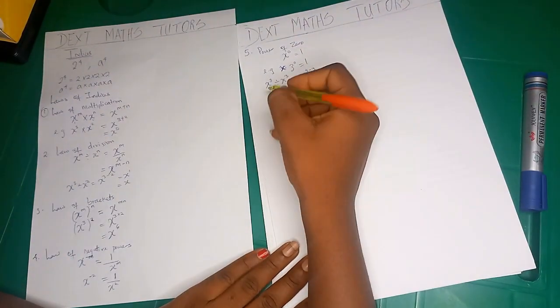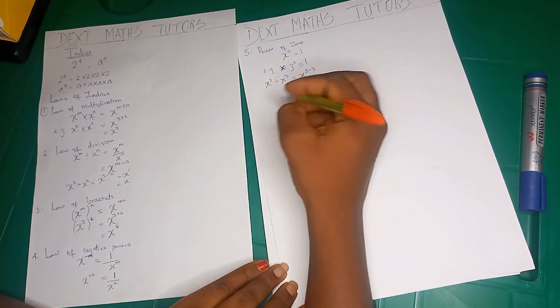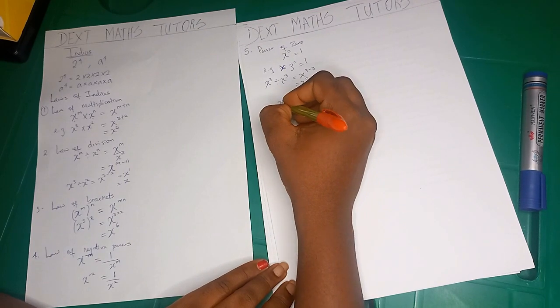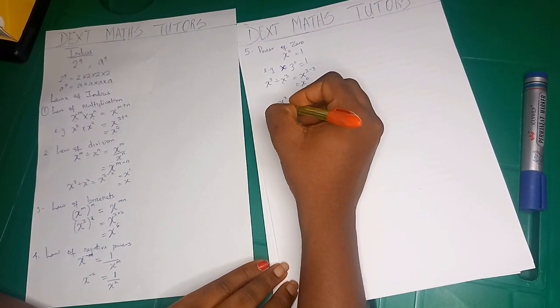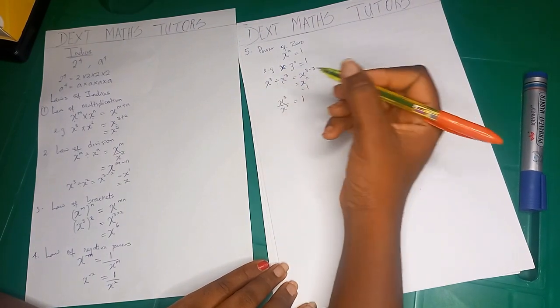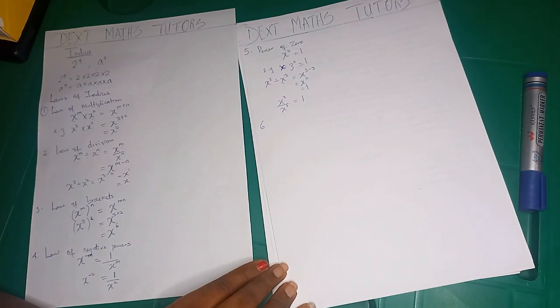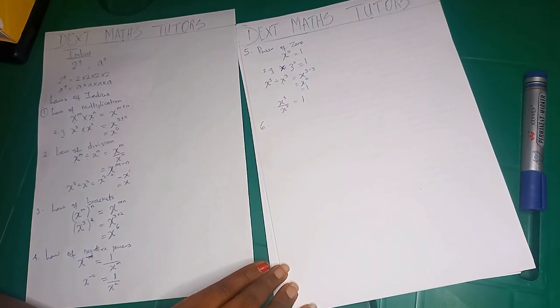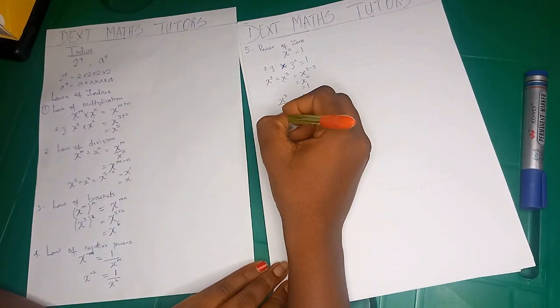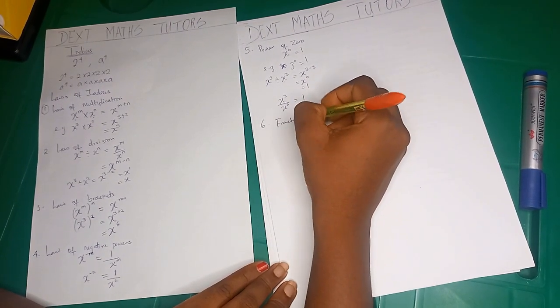Now, how do I prove it? When we have x power 3 divided by x power 3, it is the same as writing x power 3 over x power 3. And when anything divides itself, what's the answer in mathematics? It automatically gives us 1. So do you understand the proof? Now you start to do that so that you won't be confused and you know what to do. The next one is fractional powers.